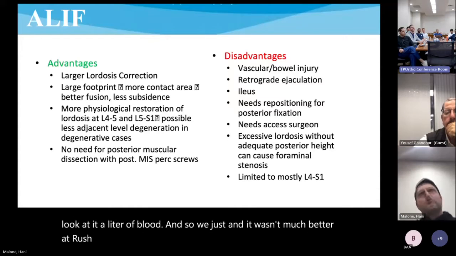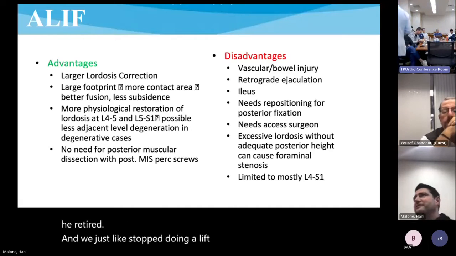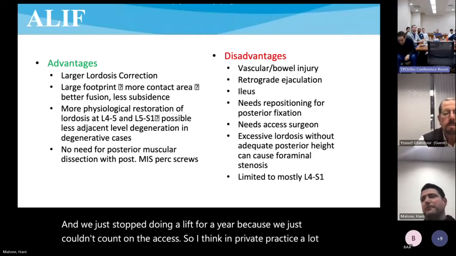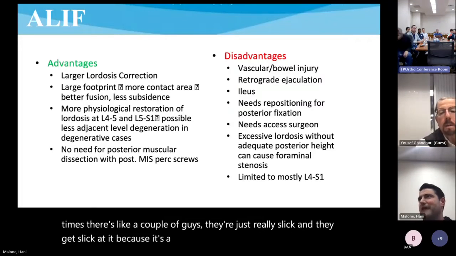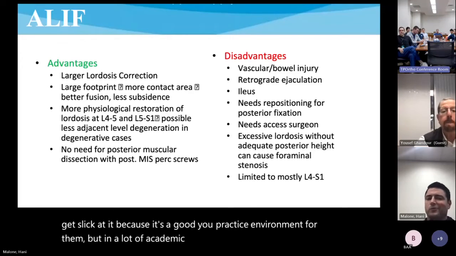I mean, I think there was a really good guy, and then he retired, and we just stopped doing ALIFs for a year because we couldn't count on the access. So I think in private practice, a lot of times there's a couple guys that are just really slick, and they get slick at it because it's a good practice environment for them. But in a lot of academic situations, I don't think you can really count on it.